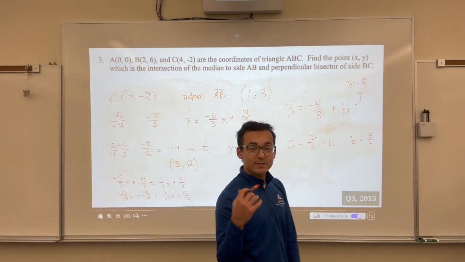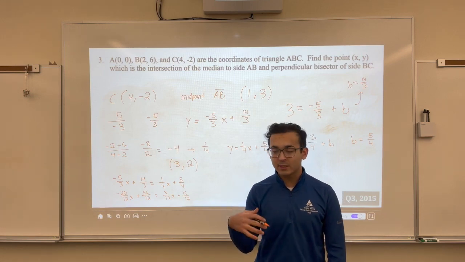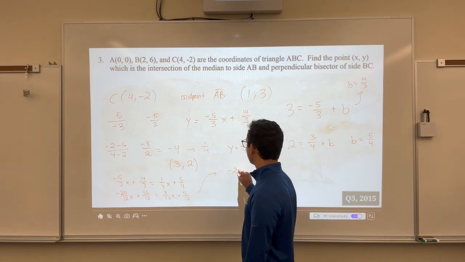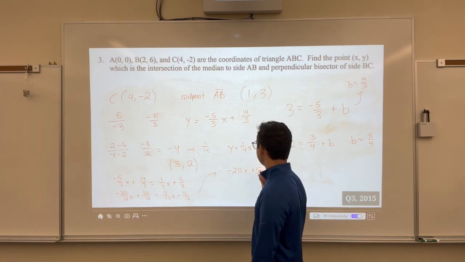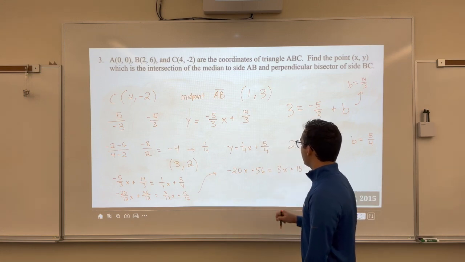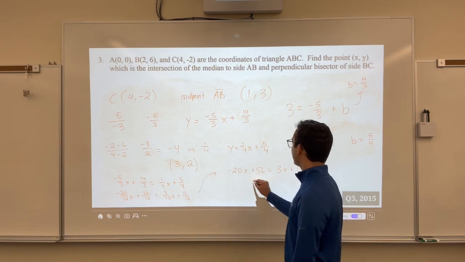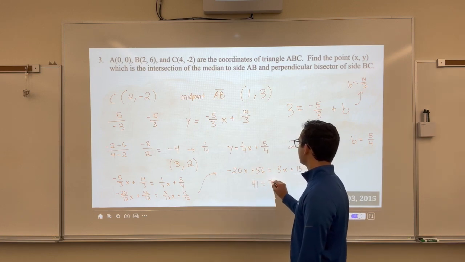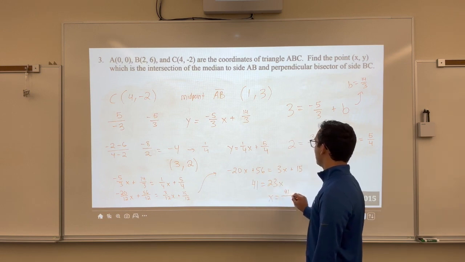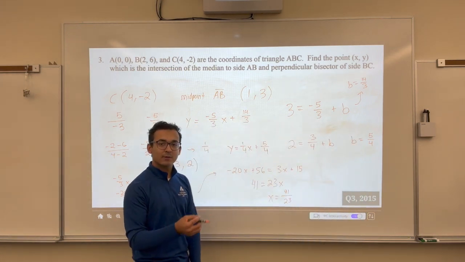Now, if every term is divided by 12, let's just multiply every term by 12 to get rid of that denominator. So we're left with, if we multiply everything by 12, negative 20x plus 56 is equal to 3x plus 15. Now, let's add 20x to this side, subtract 15 on this side. We get 41 is equal to 23x, and therefore x is equal to 41 over 23. It's a pretty nasty fraction, but that is actually the correct answer.